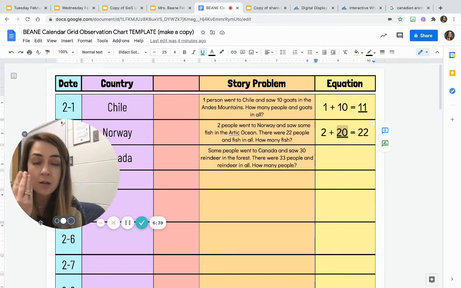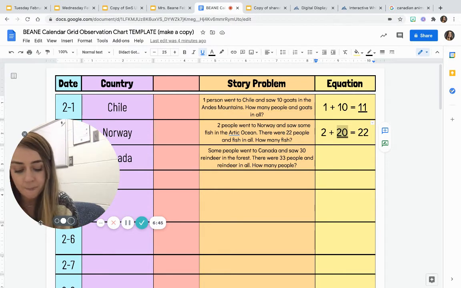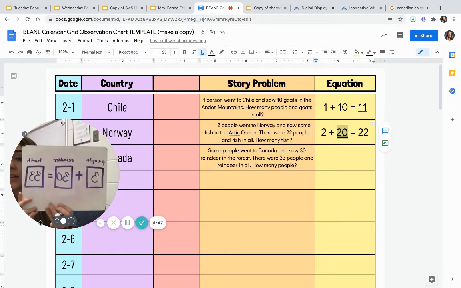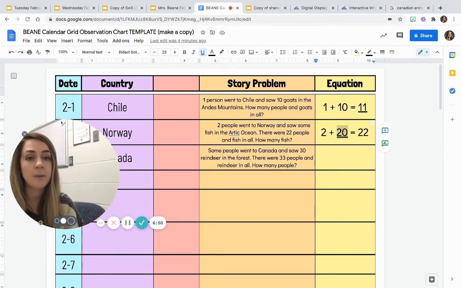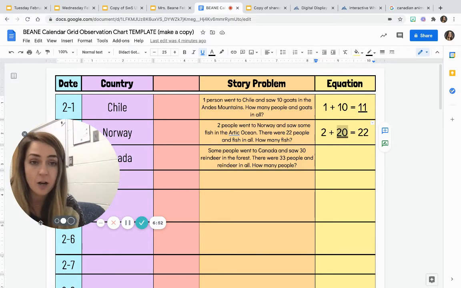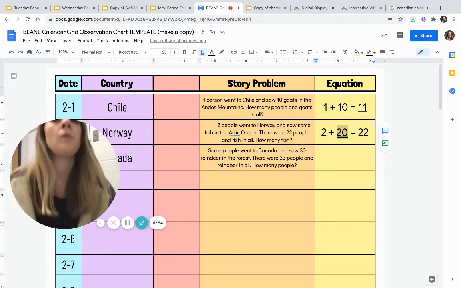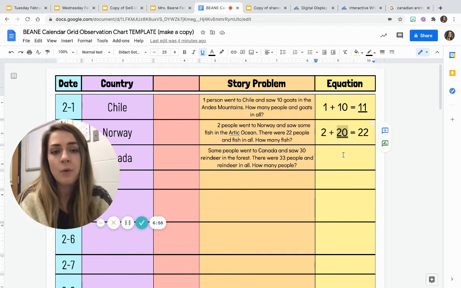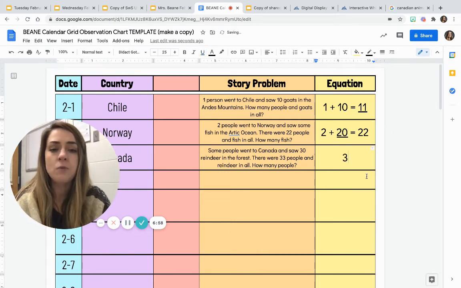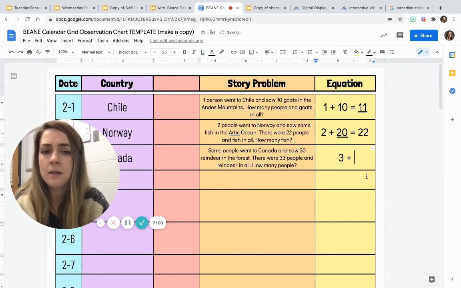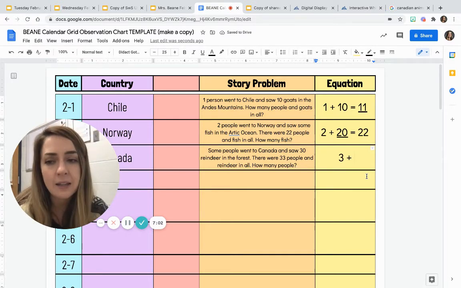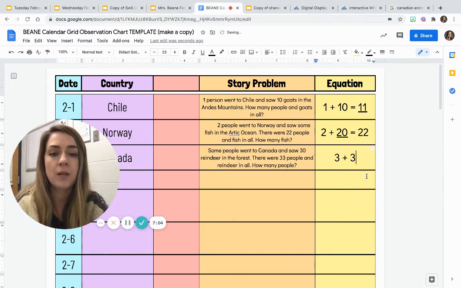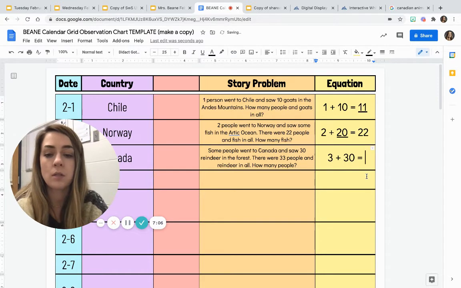Maybe you have 30 in your head and you're counting on until you get to 33. Maybe you just know. I know that 3 plus 30 equals 33. So I'm going to add that to our calendar observation. And I want you to just look at the equations and see if you notice any patterns. So I'm just plugging in the information that we just solved. 3 plus 30 equals 33.